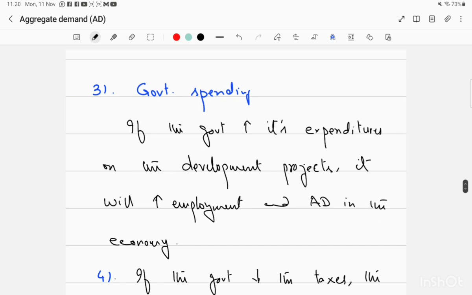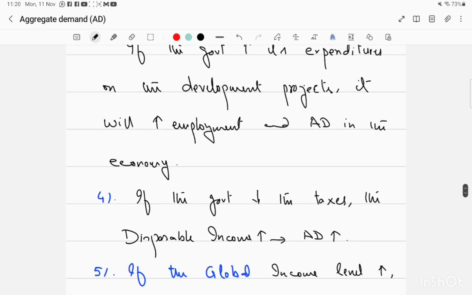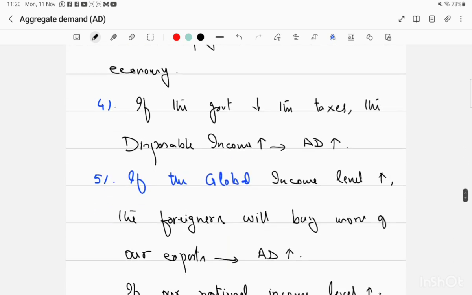Government spending will create more employment opportunities. If the government increases its expenditures on development projects, it will increase employment and aggregate demand in the economy. If the government decreases taxes, the disposable income of the people will increase, and aggregate demand will increase and shift rightward.